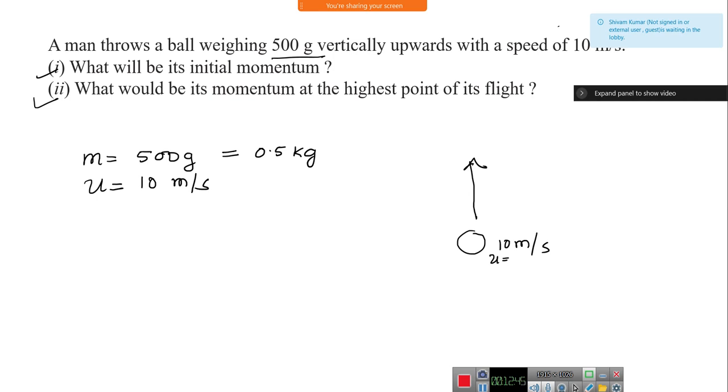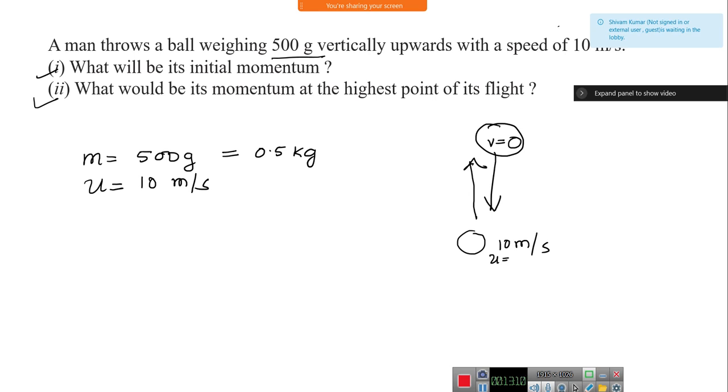But remember, when the ball goes to a particular height, it reaches the maximum height, and when it reaches the maximum height, the final velocity becomes zero. That's why it starts falling down. So at maximum height, its velocity becomes zero. Right? Now what is asked?